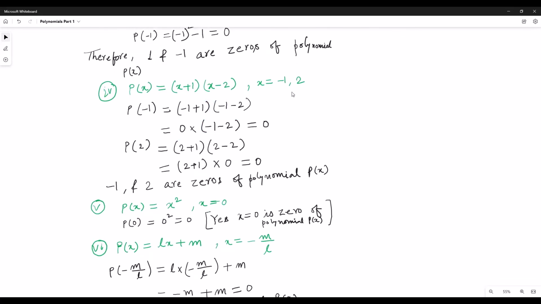Here also minus 1 and 2 are zeros of the polynomial, because of x plus 1 and x minus 2. So the first factor becomes 0 and next time the other becomes 0. So anything multiplied with 0 is 0.